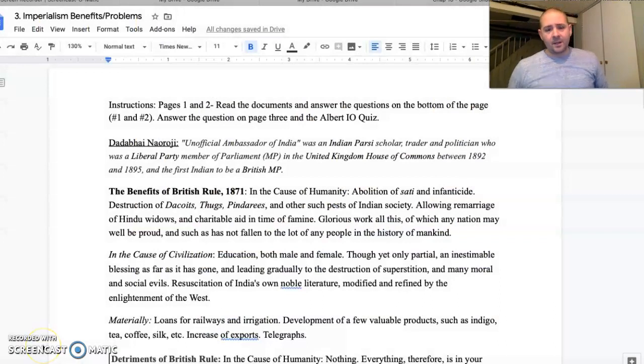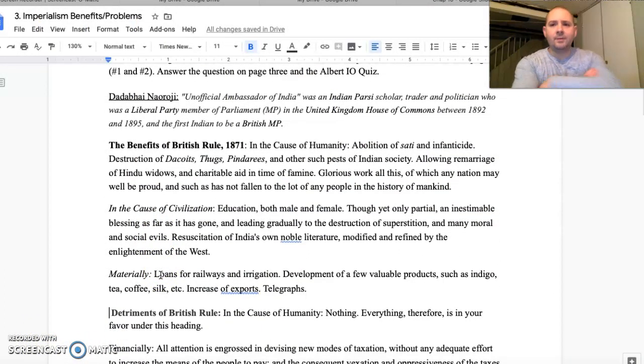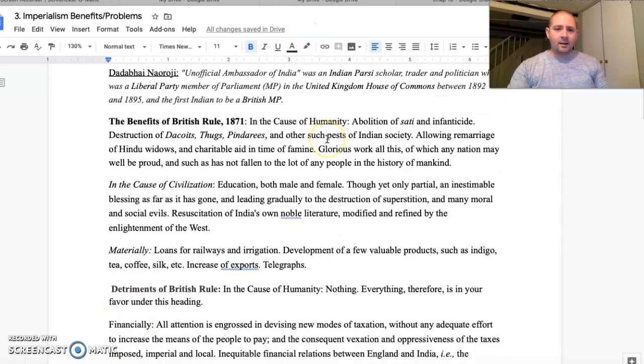So let's look at India. The document written for India is written by a man who lives in Britain, and he's a member of British Parliament, so he is obviously a little biased. So you'll see that here, and I've edited it down significantly.